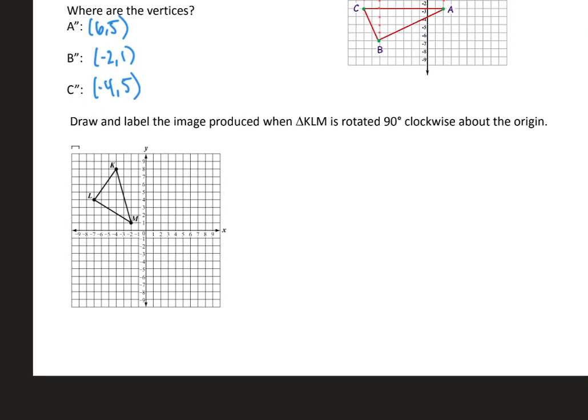All right, last problem. It says draw and label the image produced when KLM is rotated 90 degrees clockwise about the origin. So I'm going to try and do the patty paper method, since that seems to be the method that most people are using in class. So to do the patty paper method, you have to trace your figure. Then you're going to select the dots or the lines, and we're going to do the rotation. So 90 degrees clockwise, that's 1 turn to the right. So I'm going to do 1 turn to the right, which looks to be approximately there.